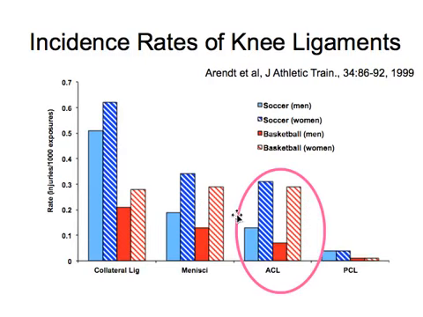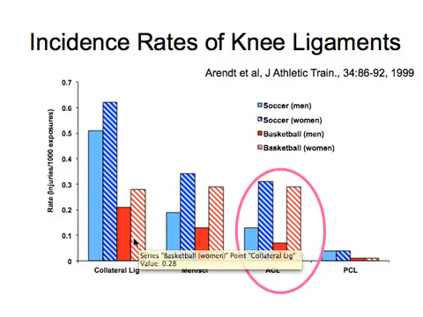So this talk is about the ligament injuries of the knee. We're going to start with an epidemiology graph of the rates of ligament injuries, comparing soccer and basketball in men and women. We can see the males are solid here, and the females are hashed because they're more complicated. The blue is soccer and the red is basketball.